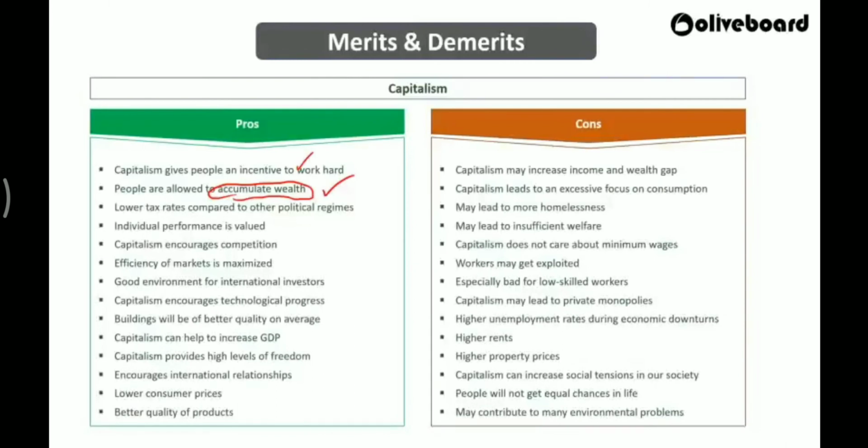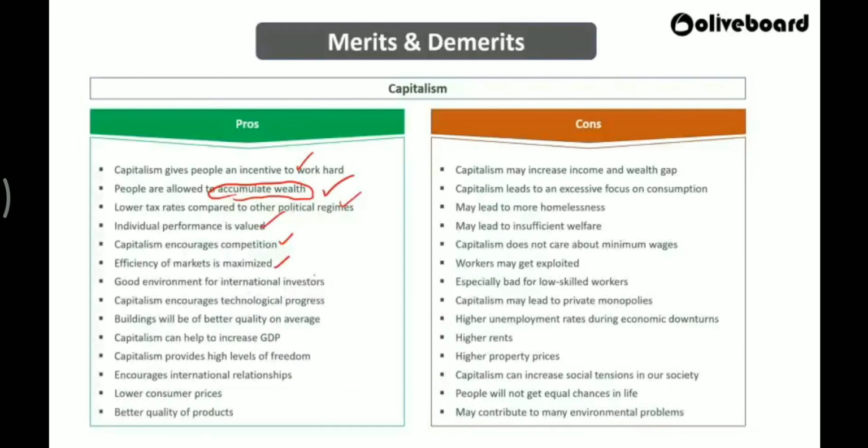Lower tax rates compared to other political regimes. Yes, because everything is owned by private parties, so to motivate them, the government will charge only lower taxes. Individual performance is valued, it encourages competition, and efficiency of the market is maximized. Yes, because when you have competition, definitely you will have quality products, right? And since your aim is profit, you will use your resources efficiently to save some cost. You will not misallocate, so because of that, efficiency will be maximized.